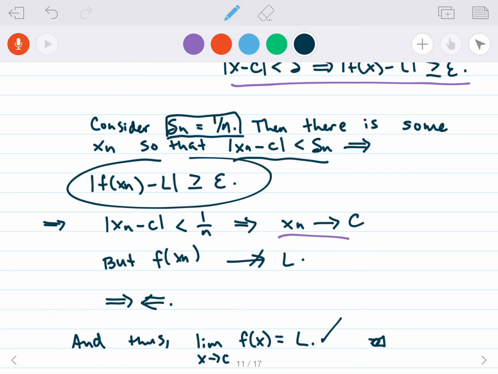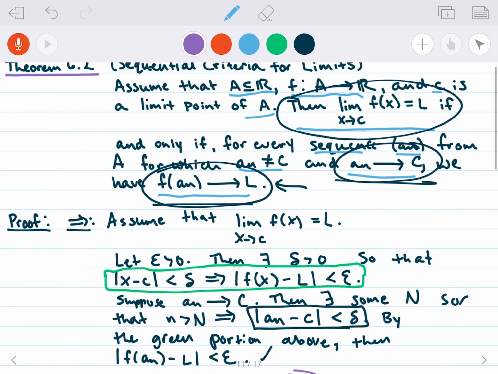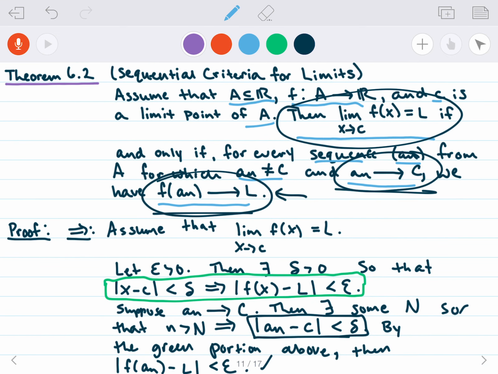Okay, so this is kind of useful because the idea here is, all right, if you have a sequence converging to c and you have some other sequence converging to c, but when you do f of the first sequence, it converges to some limit L1, and f of the second sequence converges to L2, then by this criterion, the limit can't exist because it's an if and only if statement, right? And limits are unique, right? So we can't have this guy go to L1 and L2.